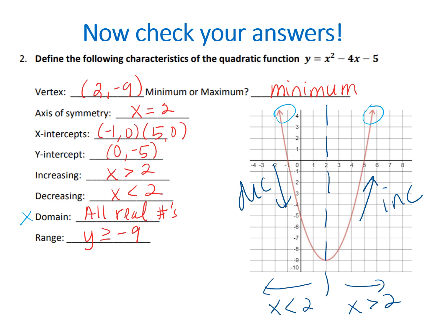And then your range is your y values. If you notice, the graph doesn't go any lower than -9, but it goes up forever. So we say that our range is y values that are greater than or equal to -9. Notice I chose not to use interval notation. I was trying to use more of the notation that the state of North Carolina uses for their standardized test.